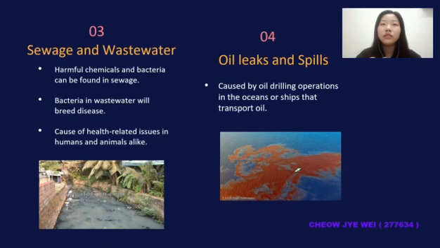The third common cause of water pollution is sewage and wastewater. Harmful chemicals, bacteria, and pathogens can be found in sewage and wastewater even when it's been treated. Sewage and wastewater from each household is released into the sea with fresh water. The pathogens and bacteria found in that wastewater breed diseases, and therefore are a cause of health-related issues in humans and animals alike.